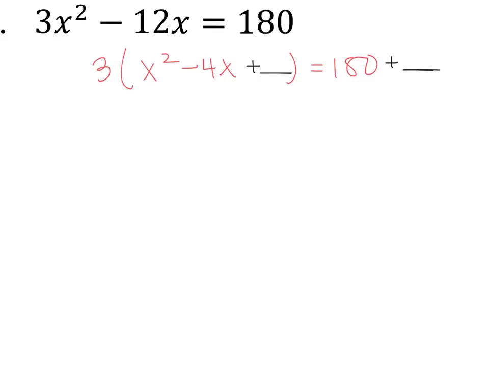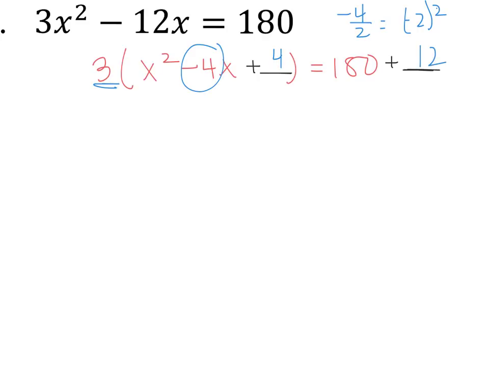Okay, so again, we're going to have to divide negative 4 by 2. That would be negative 2, and then we're going to square that. Well, negative 2 squared is positive 4. Remember we factored out a 3 here. So I added 4 to this side, but technically because this 3 is in front, I added 12 to this side. So because of that, I have to add 12 to the other side.